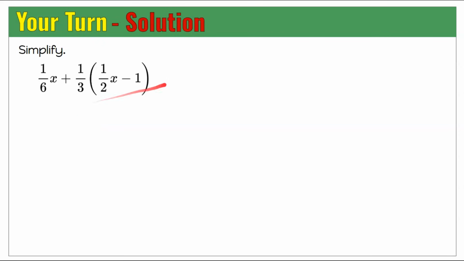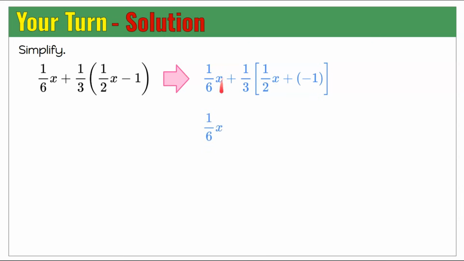Here's the solution. First thing I'm going to do is rewrite this linear expression using addition. My 1/6 x, add my 1/3, and then 1/2 x, add the opposite, add -1. So now I'm going to distribute, bring down my 1/6 x because I'm distributing positive 1/3 to each term inside. So 1/3 times 1/2 x is 1/6 x. 1/3 times -1 is going to be -1/3.